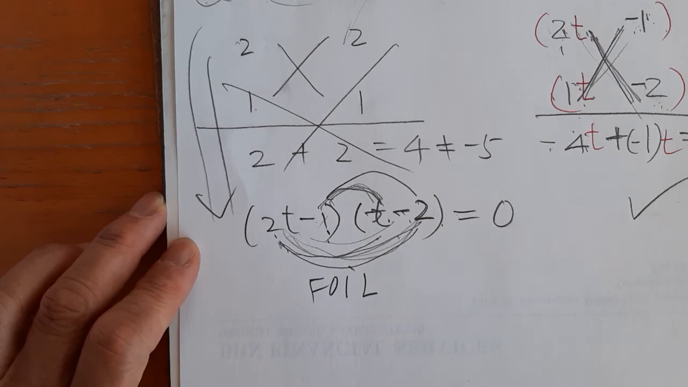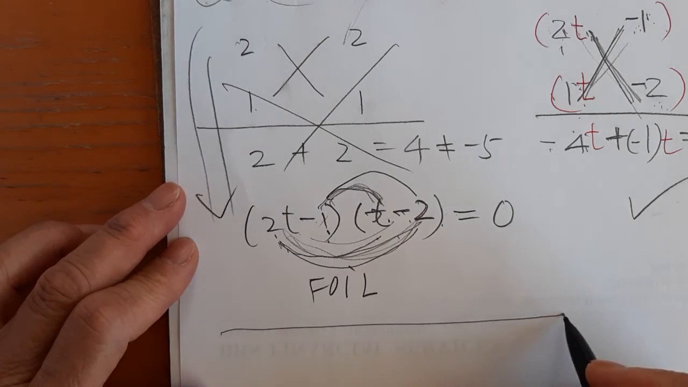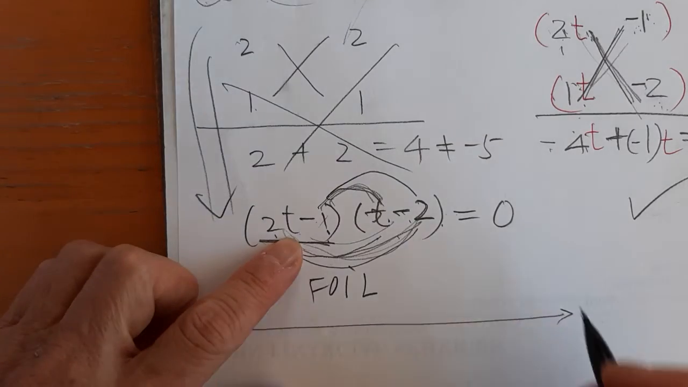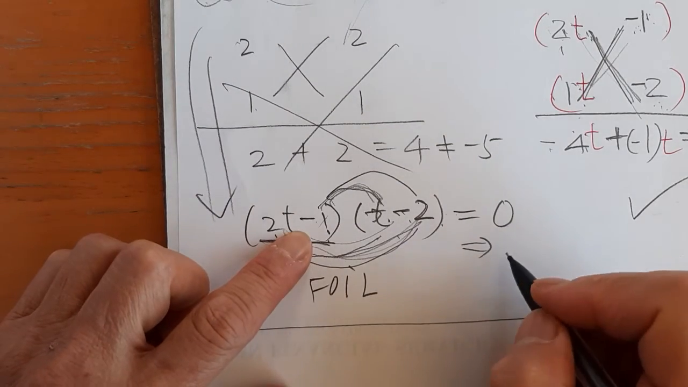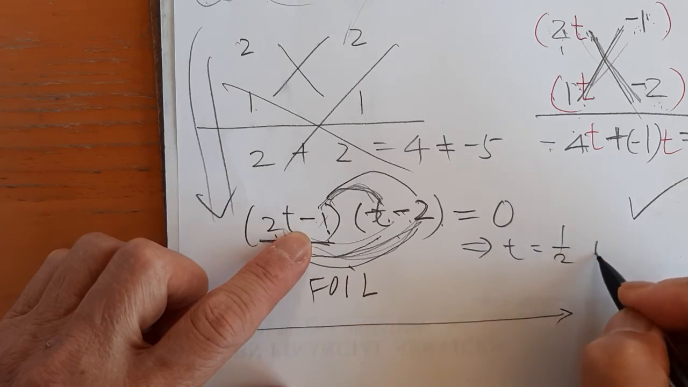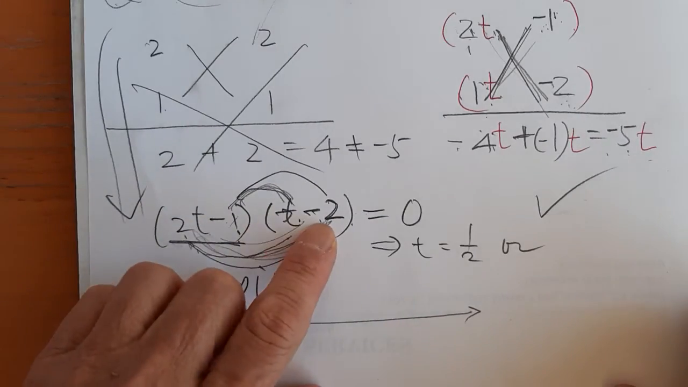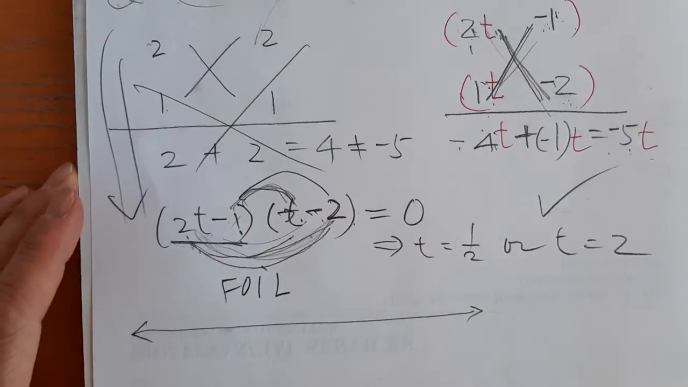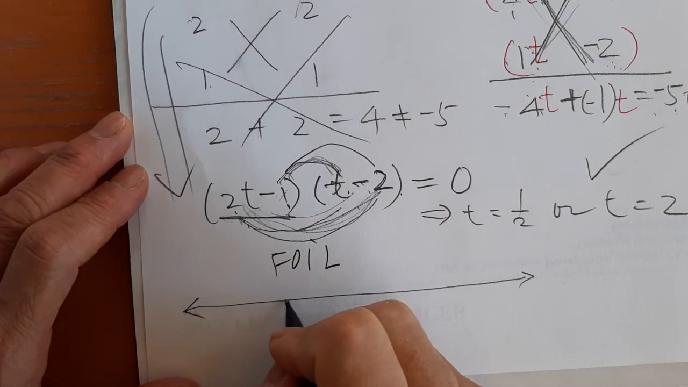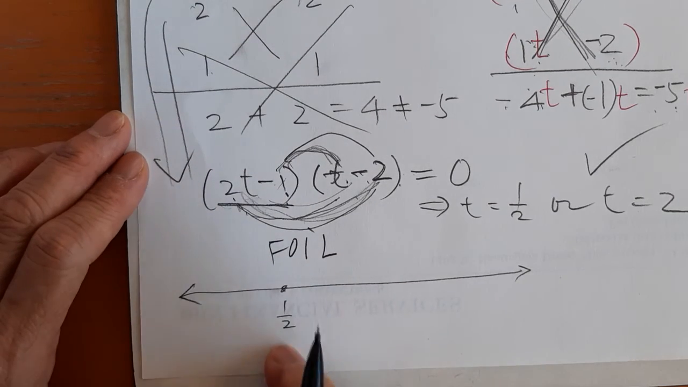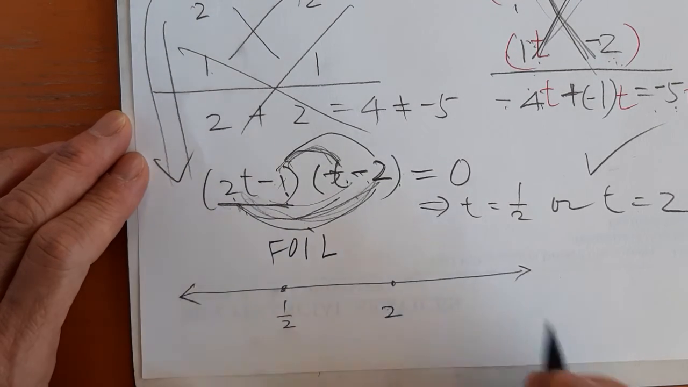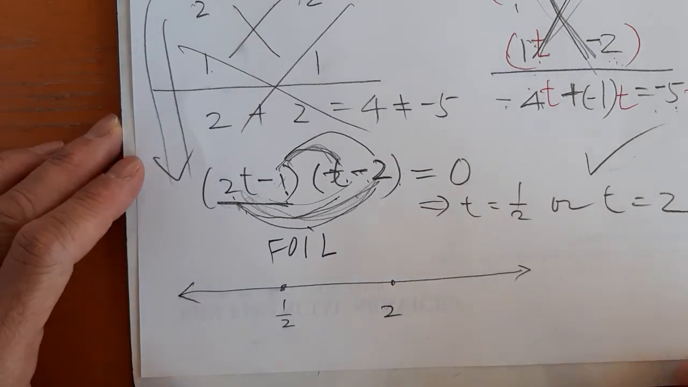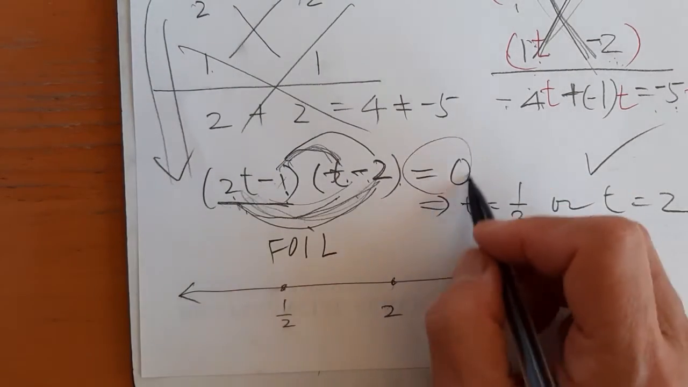So you can solve it. Solve it, you find two solutions. First one, 2t minus 1 equals 0. Solve it, t should be 1 over 2. Or t minus 2 equals 0. Solve it, t should be 2. And put the two numbers on the real number line. The smaller one on the left side, the larger one on the right side. That is for making it equal 0.